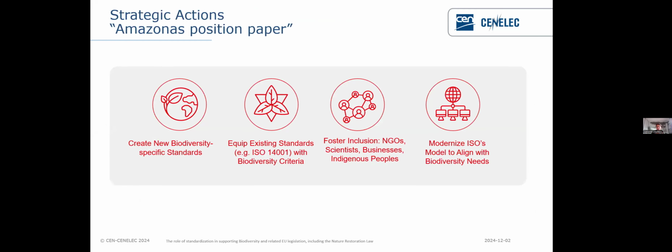So the four main strategic actions from the Amazonas position paper, a bit repetitive of what I said before: to create new biodiversity-specific standards, to equip existing standards with biodiversity variable criteria, to foster inclusion, and also to modernize ISO's model to align with biodiversity needs. So it's a lot to do.